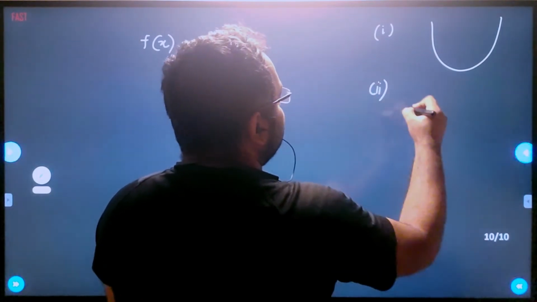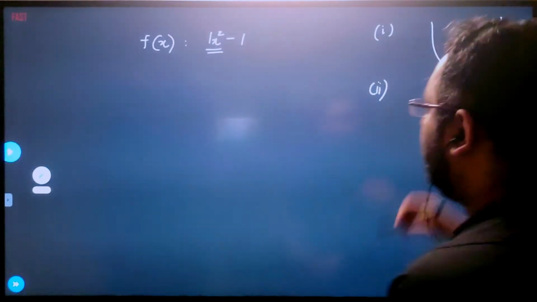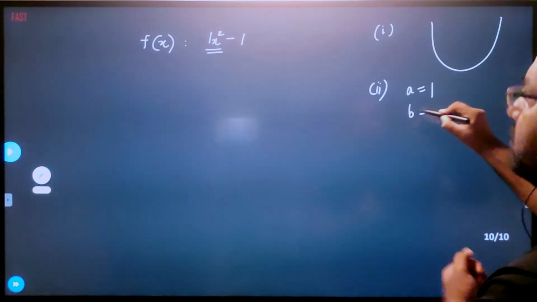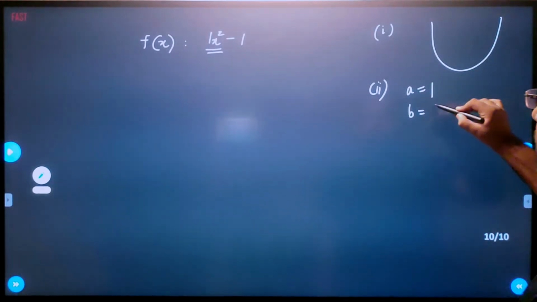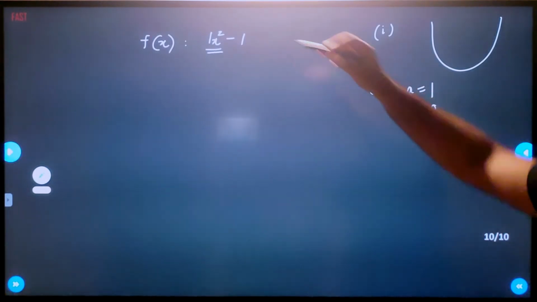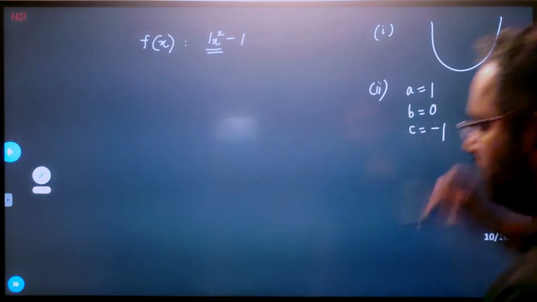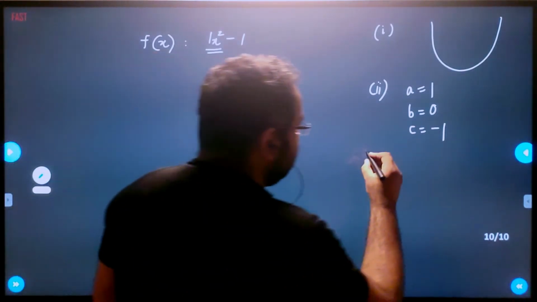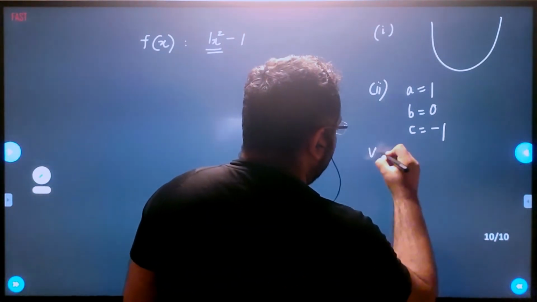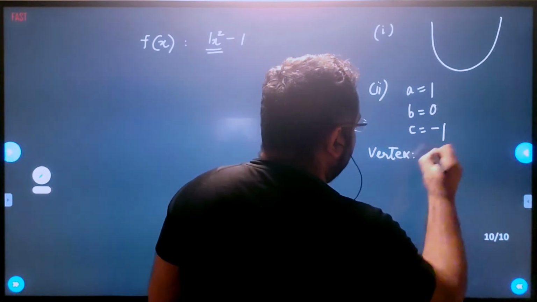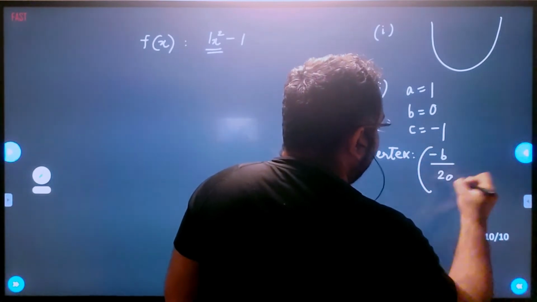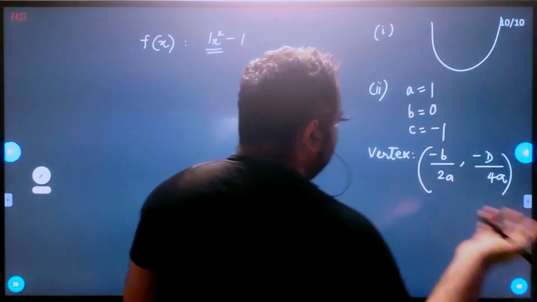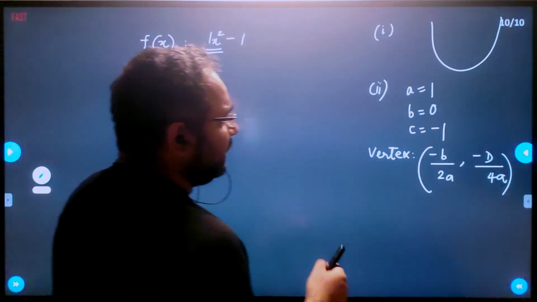The second thing is, let's find the vertex. I have a is equal to 1. I'm directly writing it. I'm sure all of you are comfortable. The middle term is 0, which means b should not even be there, so b is 0. The third term is minus 1, which is a constant term. Now, with all these three terms, let us find the vertex. I know vertex is given by minus b by 2a, minus D by 4a. I'm sure you guys can do it. You can pause the video and do it. I'll continue doing it here as well.